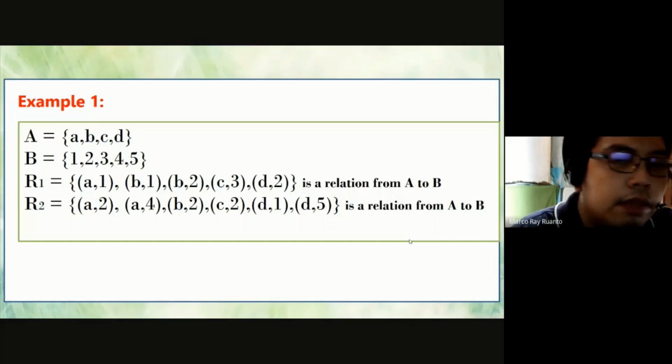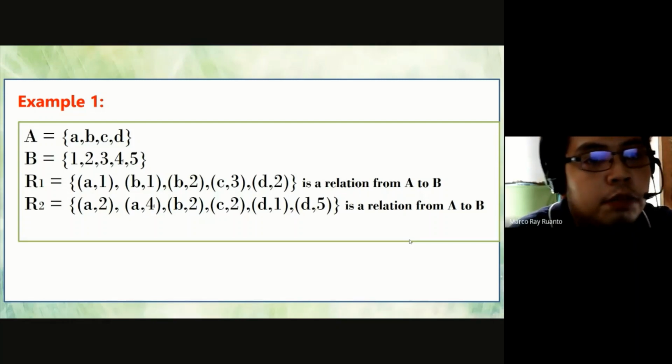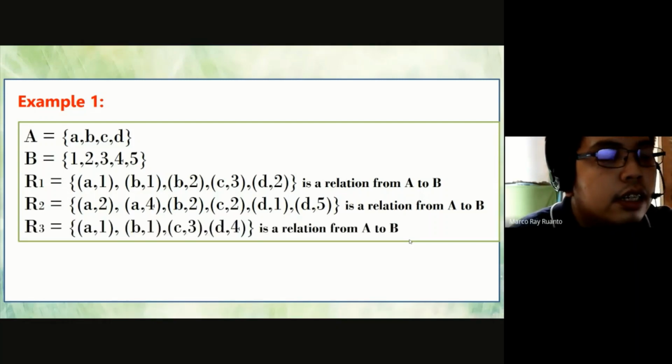If at least one is not in either A or B, then we can say that it's not a relation from A to B. So R3 is also a relation.